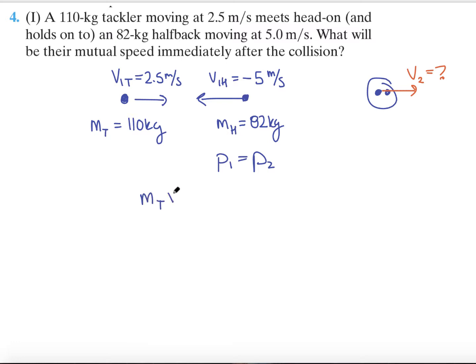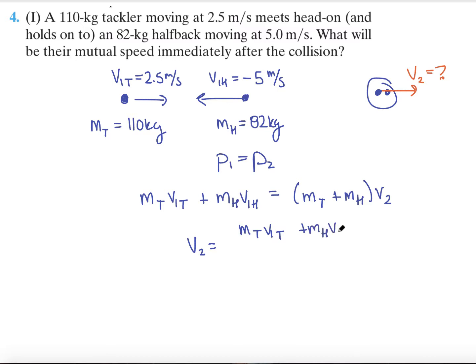So mass of our tackler times V1 of our tackler plus mass of our halfback times V1 of our halfback is going to be equal to, well, these two will move together, so let's treat them as one big mass. So mass of the tackler plus mass of the halfback times their common velocity, v2. Now I can't get rid of anything in this case because no velocities are 0 to begin with. So I just need to go ahead and solve for v2. So I have mass of the tackler times v1 tackler plus mass of the halfback times his initial velocity, or hers, all over the total mass.